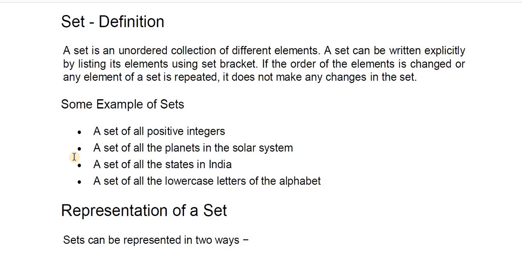Some popular examples of sets are a set of all positive integers, a set of all the planets in the solar system, a set of all the states in India. Similarly, a set of all the students of PDV Amjonga, a set of all the boys in BSc second semester. So like that. So these are some examples of sets.